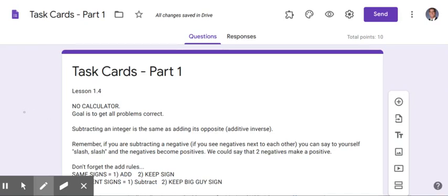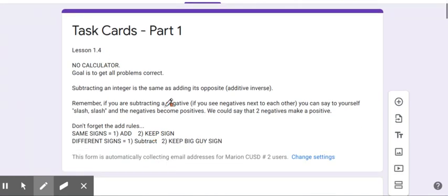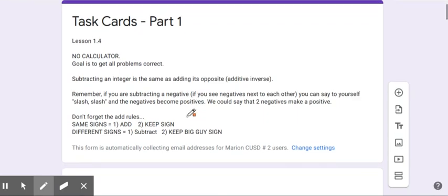Okay, I am here in Task Cards Part 1 Google form. Be sure you read the information right here. It's some helpful reminders on the add rules. Same signs, add and keep the sign. Different signs, subtract and keep the larger. If you are subtracting a negative, we would say slash slash, and those negatives would become positives. So subtracting a negative is actually addition.